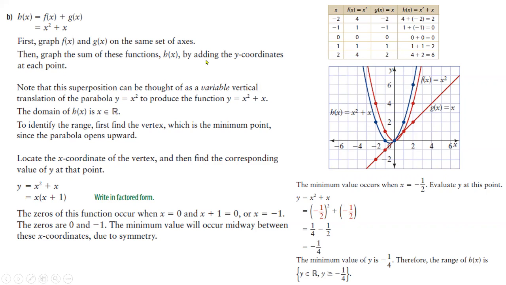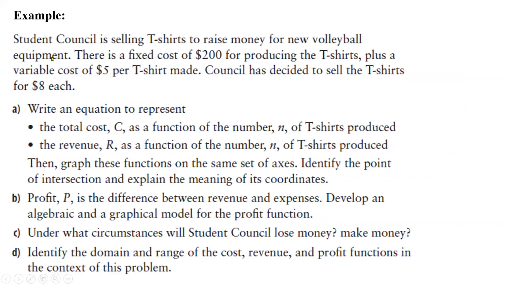All right, so let's have a look at another example question. The student council is selling t-shirts to raise money for new volleyball equipment. There is a fixed cost of $200 for producing the t-shirts, plus a variable cost of $5 for each t-shirt made. Council has decided to sell the t-shirts for $8 each.